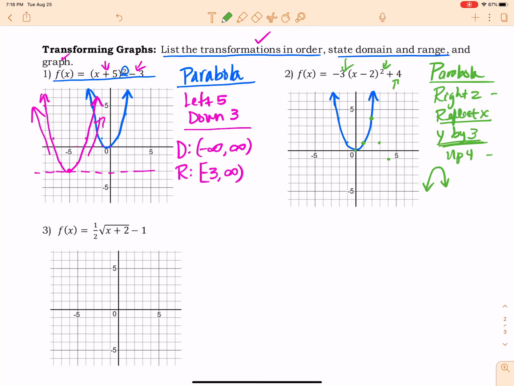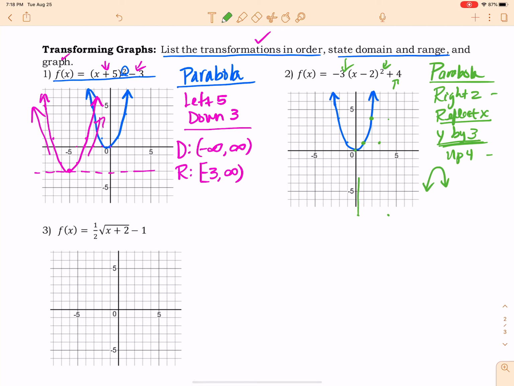Actually, that's not right. I was not thinking about that. Shame on me. So over 2, and instead of going 4, 4 times 3 would be 12. Sorry, that's what I meant. So 1, 2, 3, 4, 5, 6, 7, 8, 9, 10, 11, and it's off the graph. Okay, good job, Miss Griggs.